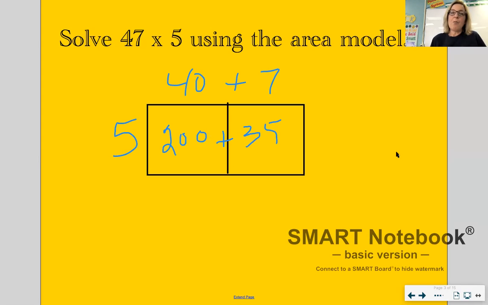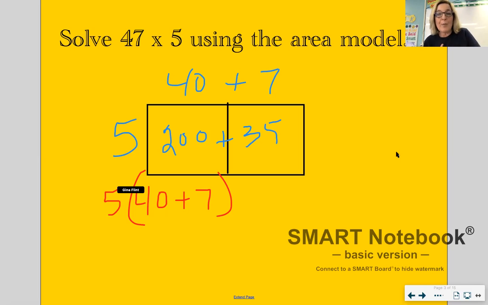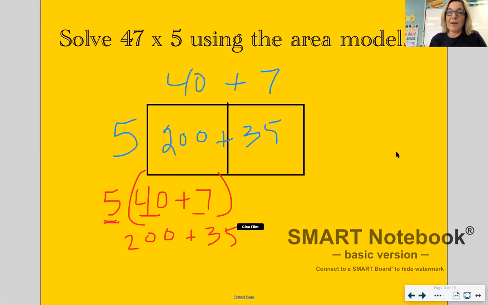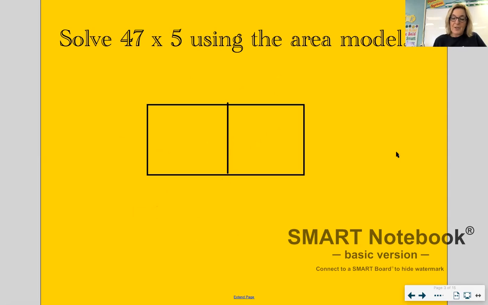Now, what if we didn't want to do this using the area model? What would that look like? Well, the same idea, but just written a little differently. So we could do 40 plus 7 broken up, and we're going to put it in parentheses, and then we multiply that by 5. And the 5 can go in front of the parentheses or behind. I like it in the front. So then you would do 40 times 5 is 200, 5 times 7 is 35, and 200 plus 35 is 235.